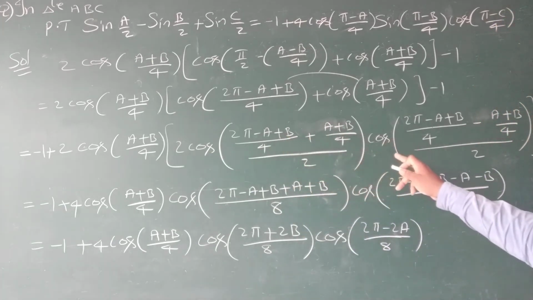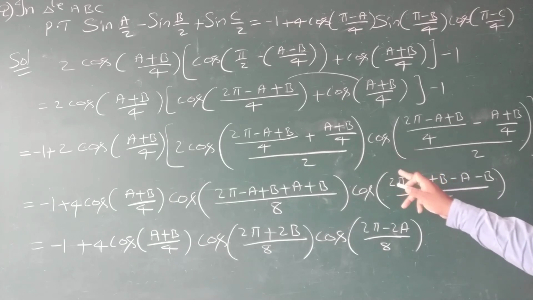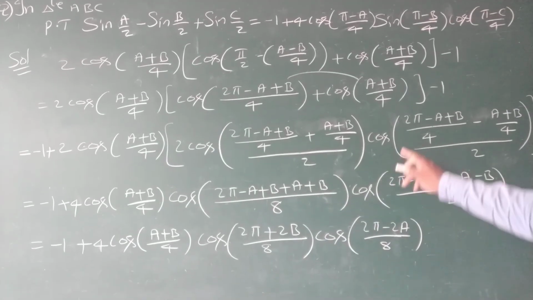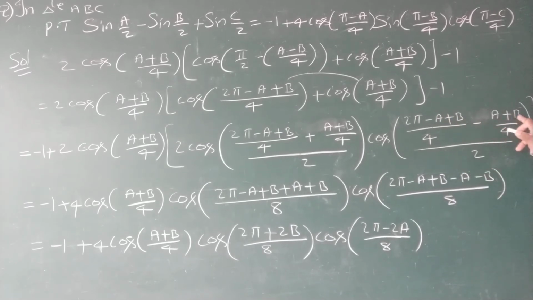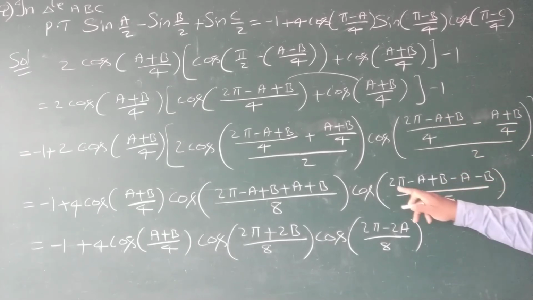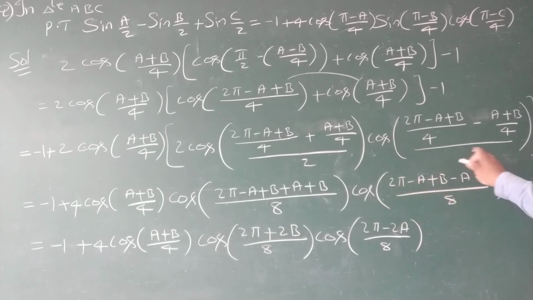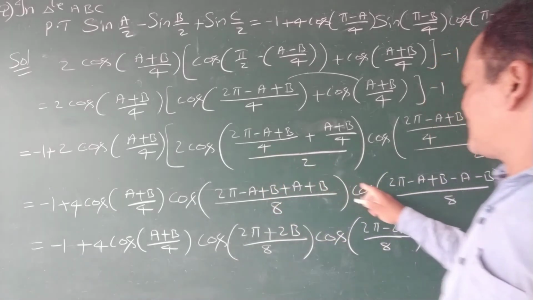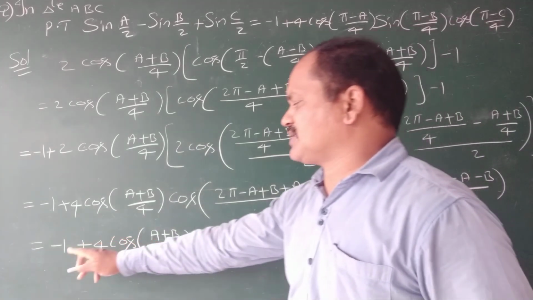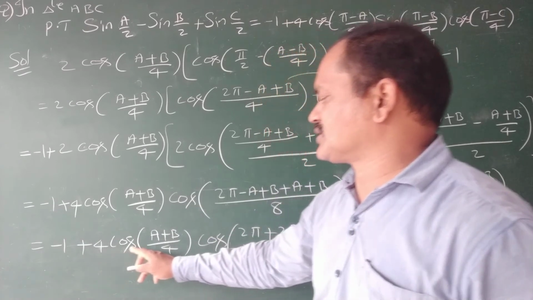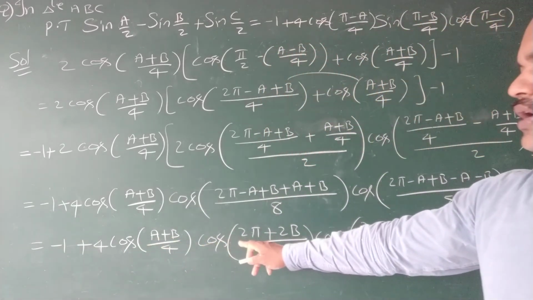Now cos, here this is cos (2 pi minus (A plus B))/4 minus of (A plus B)/4 by 2. That's why it is 2 pi, now by 8, 2 pi minus A minus B minus A minus B by 8. Now after simplification, minus 1 plus 4 cos (A plus B)/4 cos.